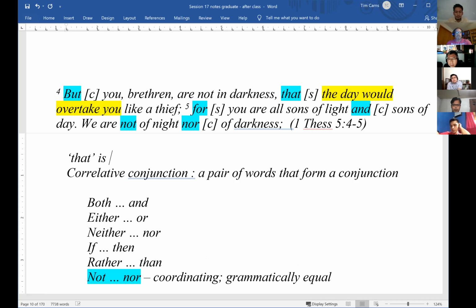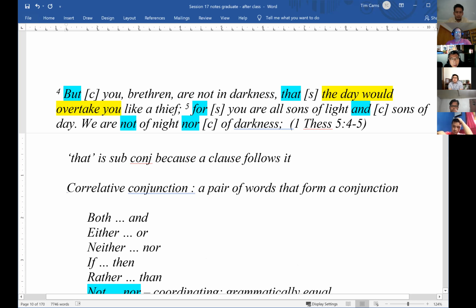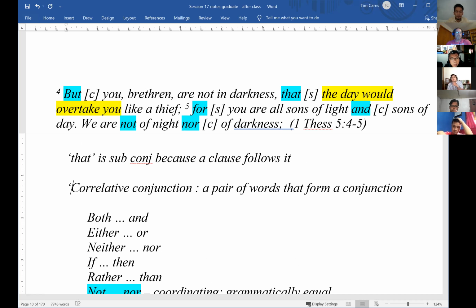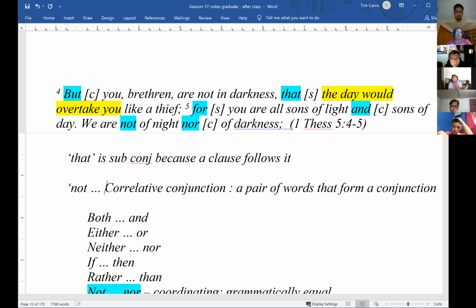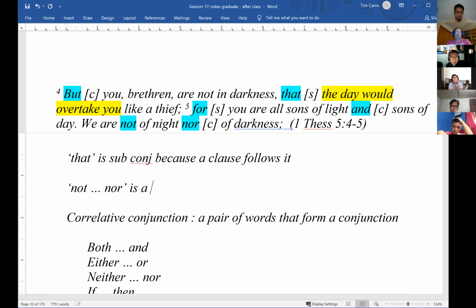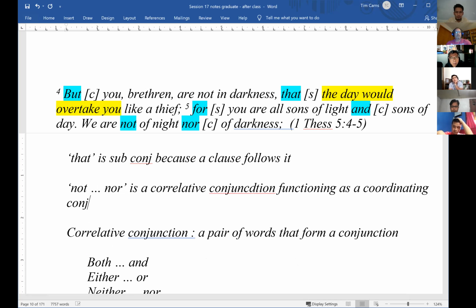That is a subordinating conjunction because a clause follows it. All right, and then secondly, we had the not... nor is a correlative conjunction functioning as a coordinating conjunction because of the word nor. Nor is an and boy. Okay, so those are the two key things that we see here.